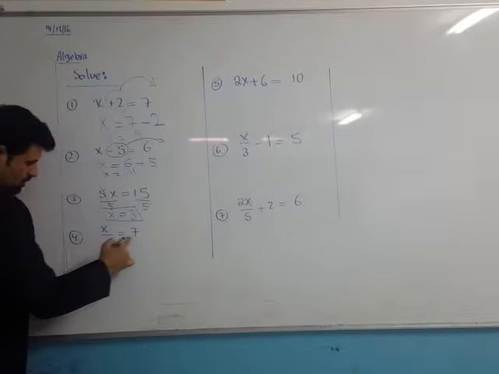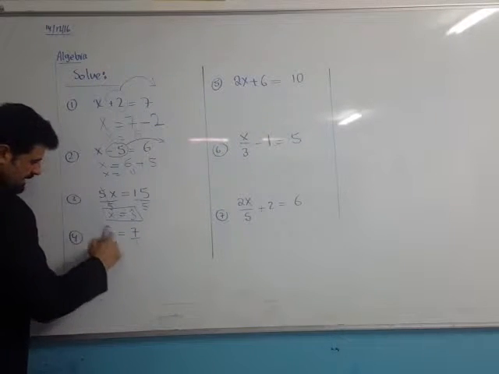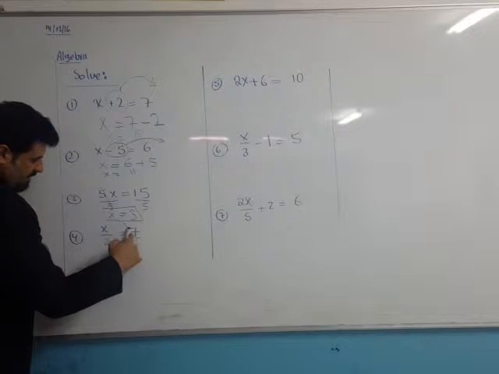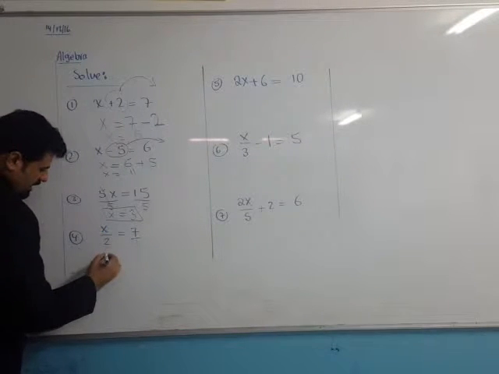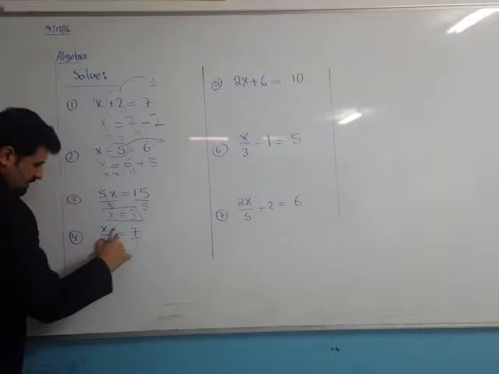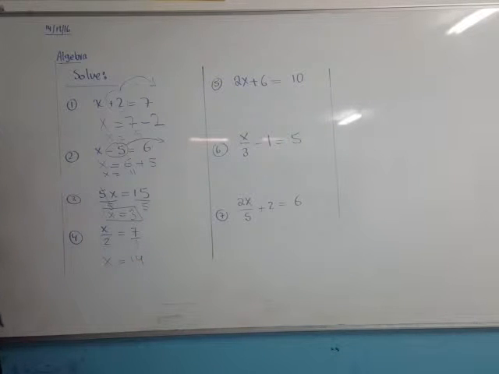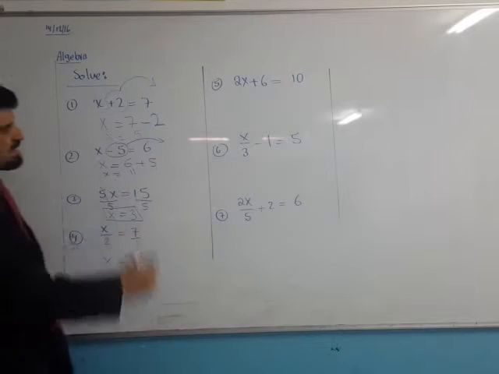X divided by 2 is 7. You can simply do cross multiplication. X times 1, because 7 is 7 over 1. So x times 1 is x equals 7 times 2. 2 times 7 is 14. And that's it. Let's go to the next one.